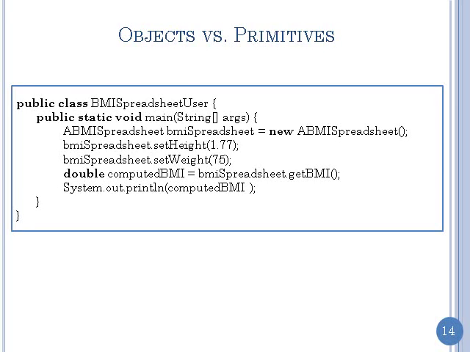Different languages have taken different philosophies here. The language Smalltalk did not distinguish between objects and primitives. It just said everything is an object. That made life easy because I don't have to tell you two sets of rules. I don't have to have the slide on objects versus primitives. I can teach you things more efficiently. You don't have to remember two sets of rules.